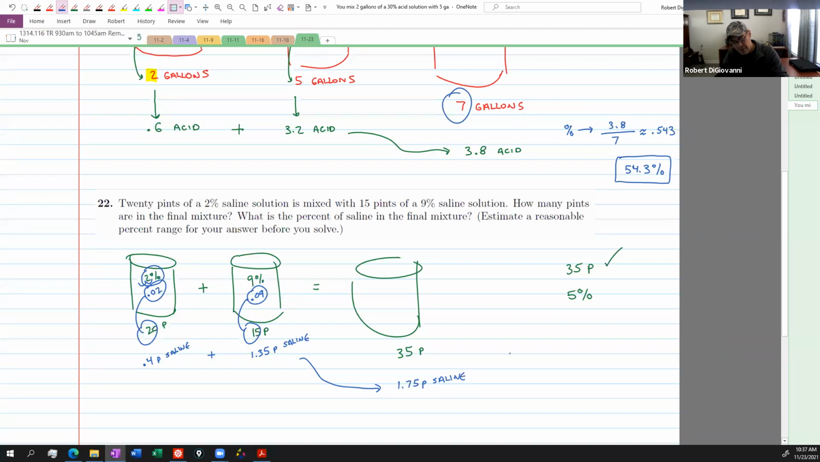And then to find the percentage, what we're going to do is take the 1.75 and divide it by the total number of pints we had, which is 35. And if we do that, 1.75 divided by 35, you get 0.05, and then convert that to a percentage, you get 5%. Move the decimal 2 places to the right.